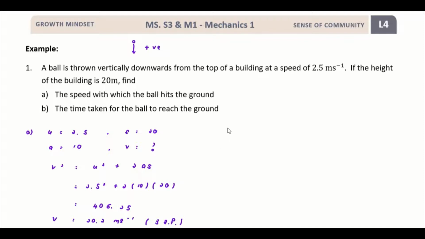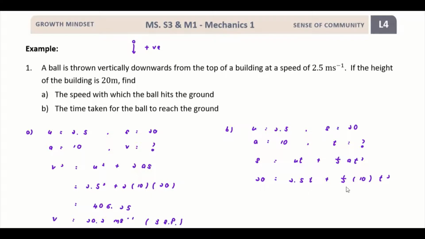Part b: the time taken for the ball to reach the ground. We have similar information. u is 2.5, s is 20, a is 10, and we want to find t. So we can use the formula s equals ut plus half at squared. Substituting the numbers, 20 equals 2.5t plus 1 over 2 times 10 times t squared.